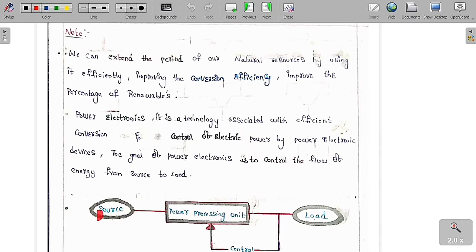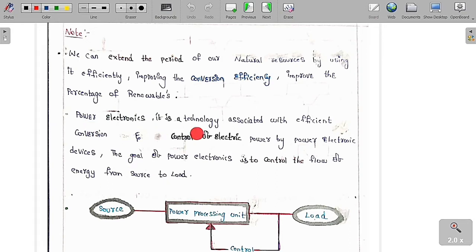So see, you can see here that there is a source and there is a load here. So energy is going to convert from source to load. Here we are going to use the control in such a manner that the losses are very less. So power processing unit. In this, we are going to use the power electronic devices. Because of this power processing unit only, we are going to control the losses. So we are going to minimize the losses with the help of these power electronic devices.